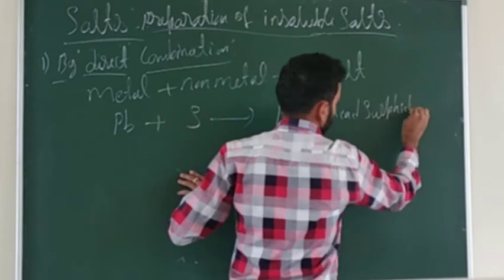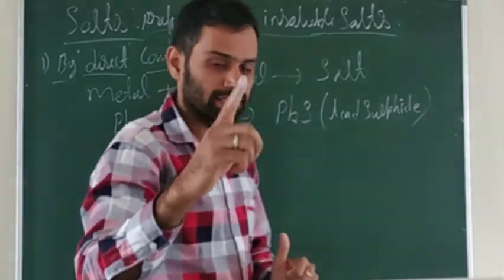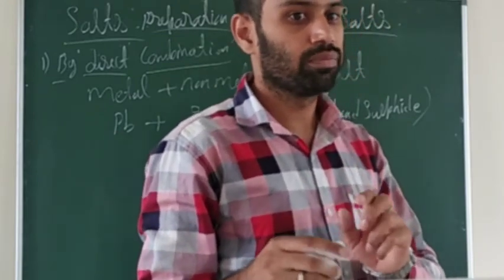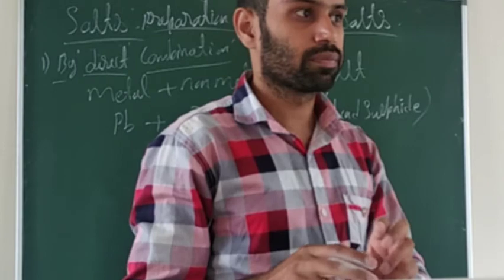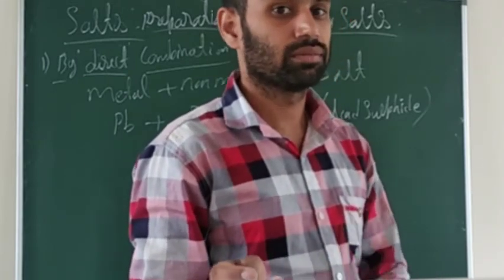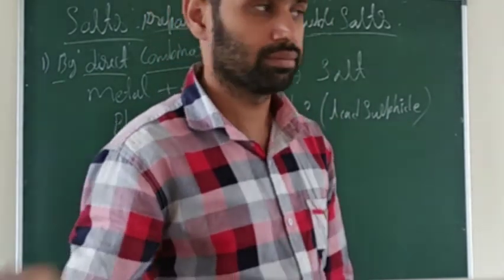Be careful there. Lead sulfide, only one S is there, one sulfur is a sulfide. Okay, clear? SO3 is sulfite, SO4 is sulfate. Okay, don't get confused. SO2 is sulfur dioxide.